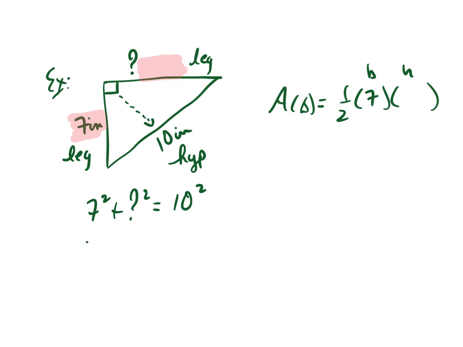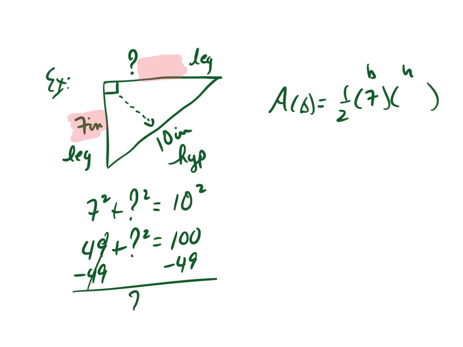Again, dig out our calculators. 7 squared is 49. 10 squared is 100. To move 49 to the other side, we'd subtract. And to get rid of the power of 2, we take the square root of both sides. So the missing side then is going to be the square root of 51. And the square root of 51 is about 7.1. So our other leg is 7.1.